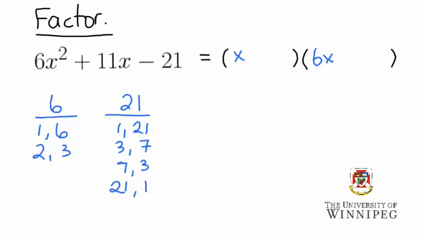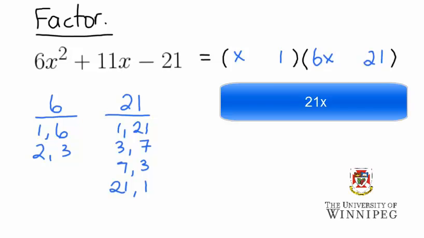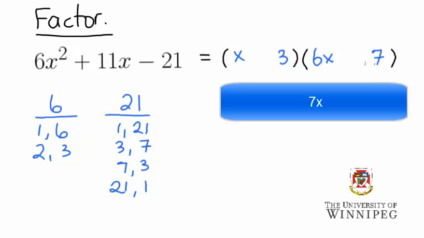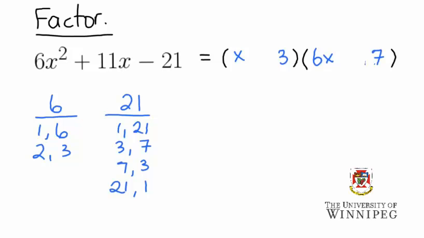Let's begin with 1 and 21. If I multiply the two outside terms, I get 21x, the two inside terms give me 6x, and this isn't going to get us to 11. So it can't be 1 and 21 that we need. So I'm going to move on to the next pair, which is 3 and 7. The two outside terms give us 7x, and the two inside terms give us 18x. Notice, if we put a plus sign in front of our 18x and a minus sign in front of our 7x, that difference is going to give us 11.